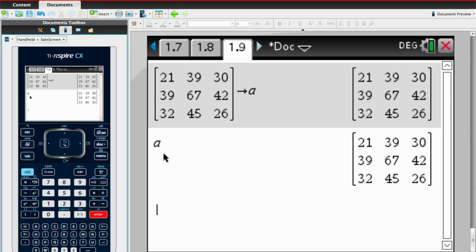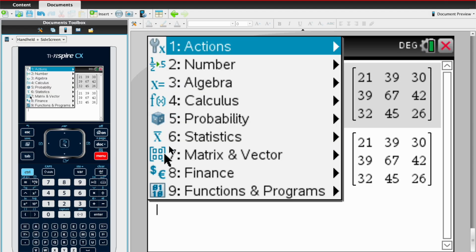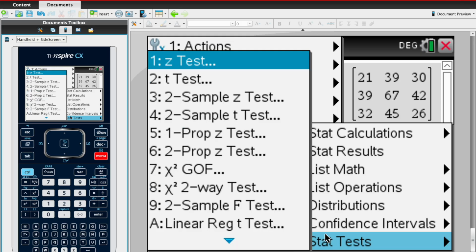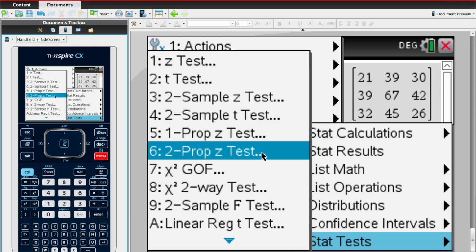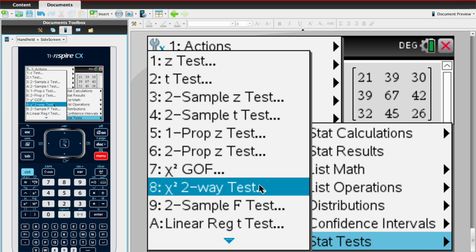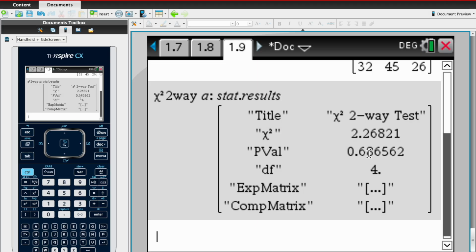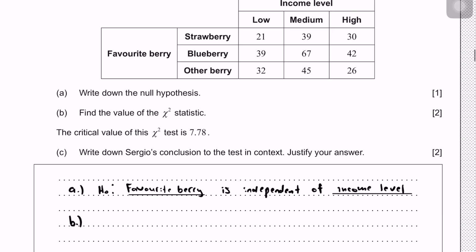All right, now let's run our stat test. So statistics. In this case, we want to run a statistical test, and we want to run a chi-squared two-way test. Observed matrix, we defined as A. And here we go. So this is our p-value, our degrees of freedom. In this case, they wanted us to find the chi-squared statistic. So here it is, 2.268. So let's go back to the document and write that up.